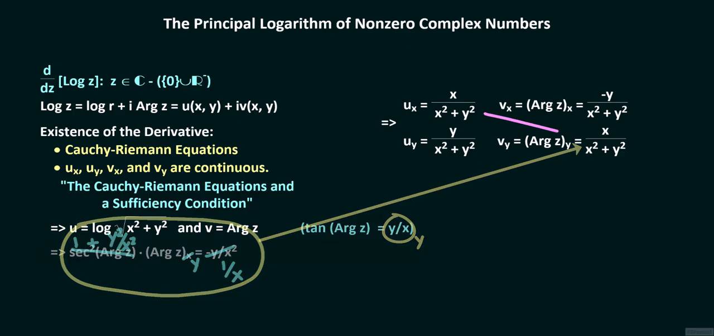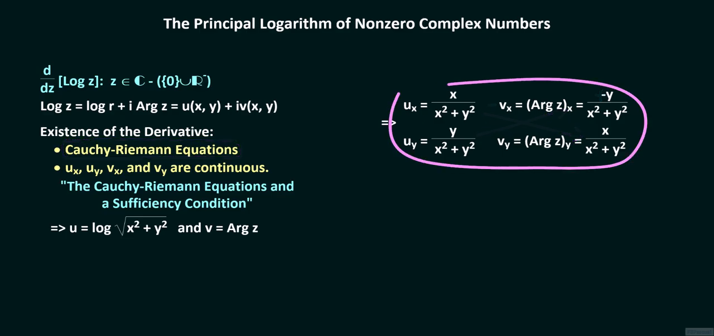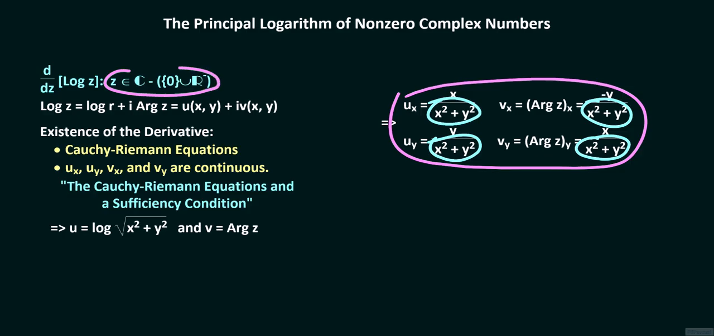We see that u sub x equals v sub y, and that u sub y equals minus v sub x, so that the principal logarithm function satisfies the Cauchy-Riemann equations. In addition, the only time each of these partial derivatives is discontinuous is when x squared plus y squared equals 0, precisely when z equals 0. We are excluding 0 from the domain of the principal logarithm function, so that these partial derivatives are continuous within the domain of the principal logarithm function.